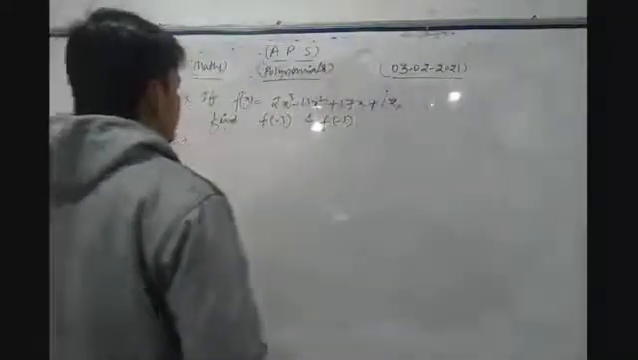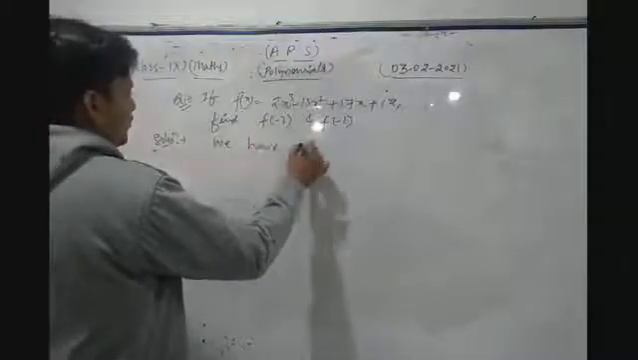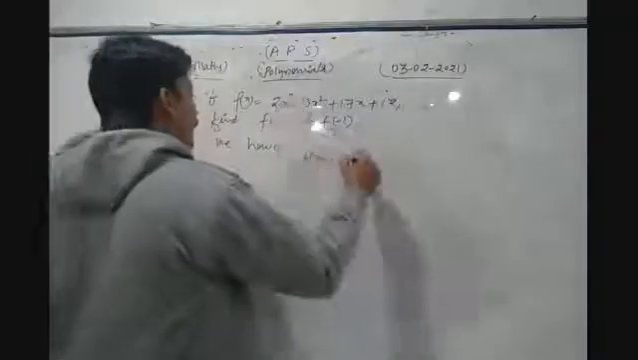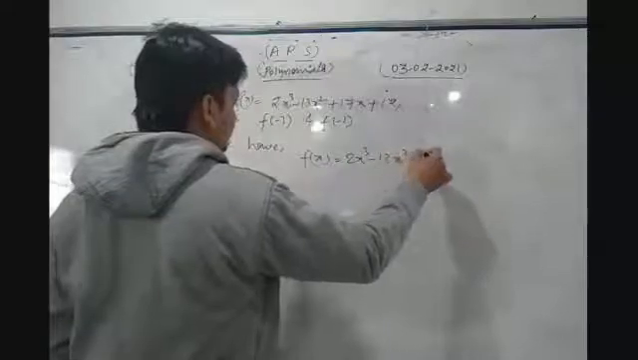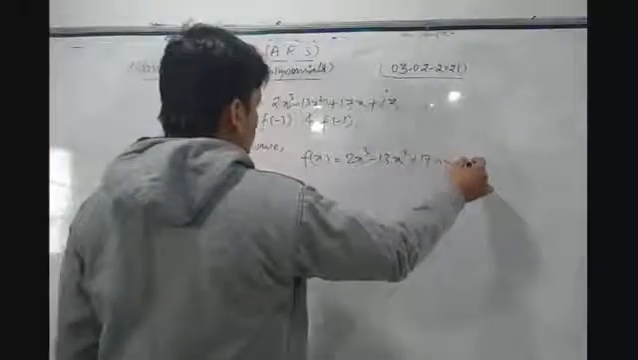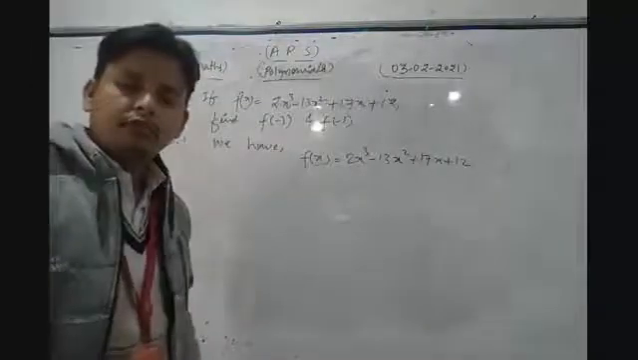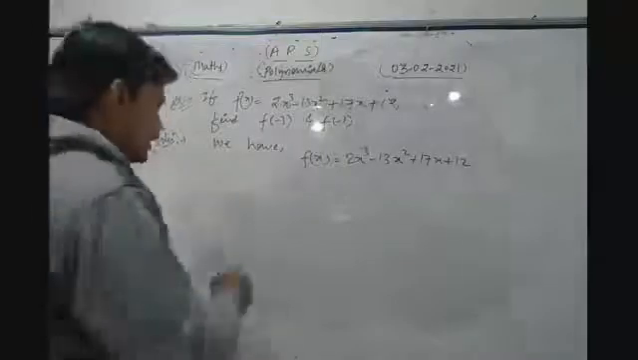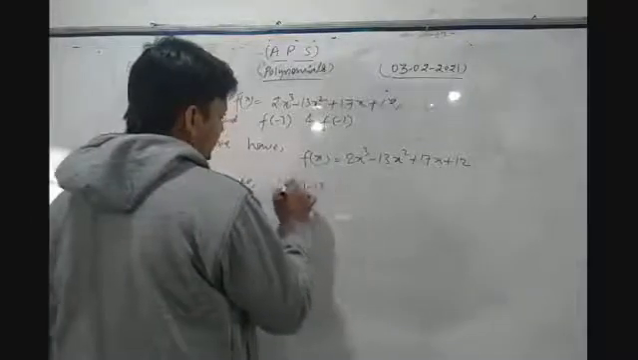Let's see, dear friends. Now we have again f of x is equal to 2x cube minus 13x square plus 17x plus 12. Now we find the value of f of minus 1. So we just replace x by minus 1. That is, f of minus 1 will be what?